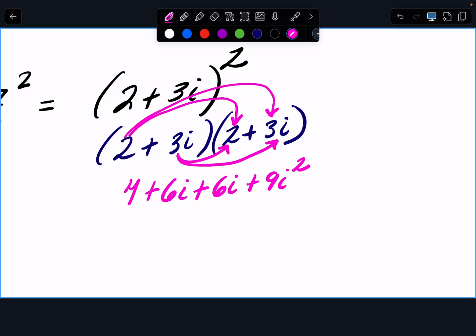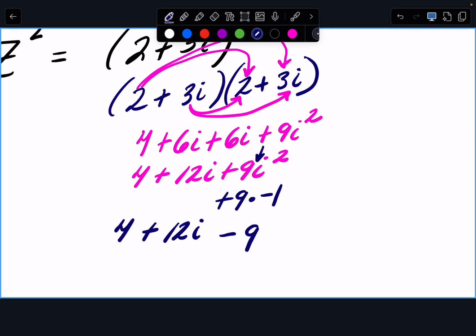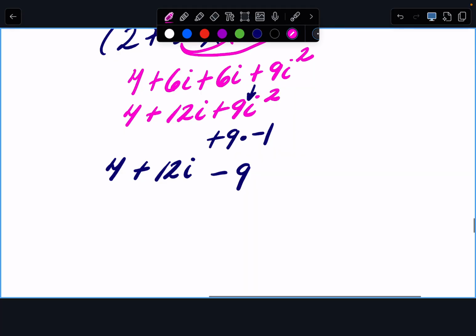Which, remember, then, what do we have so far? We have 4 plus 12i, don't we? Plus 9i squared. Okay, i squared is better written as negative 1. We have a positive 9 times a negative 1. What is that going to become? Is it a times sign here? Yes, so it's a times sign here. Negative 9. So now we have 4 plus 12i minus 9. Combine real parts with real parts, imaginary with imaginary. So 4 minus 9 is negative 5. And then we have plus 12i.